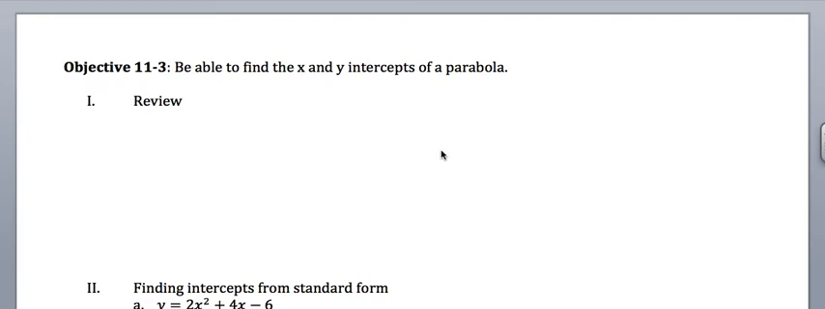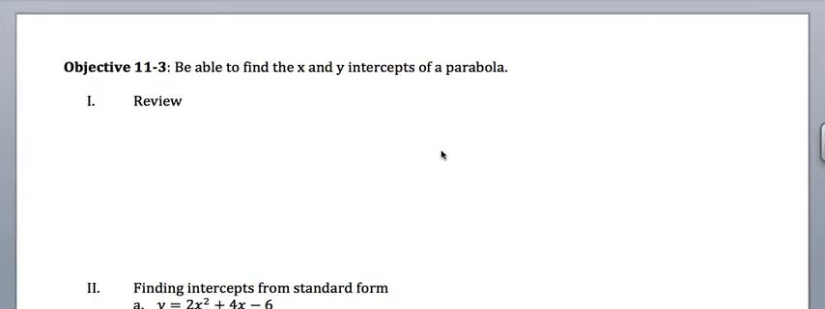Alright guys, today we're looking at how to find the x and y intercepts of a parabola. This will help us further along our goal of being able to draw a nice accurate graph of a parabola. First things first, I want to do a little bit of review.